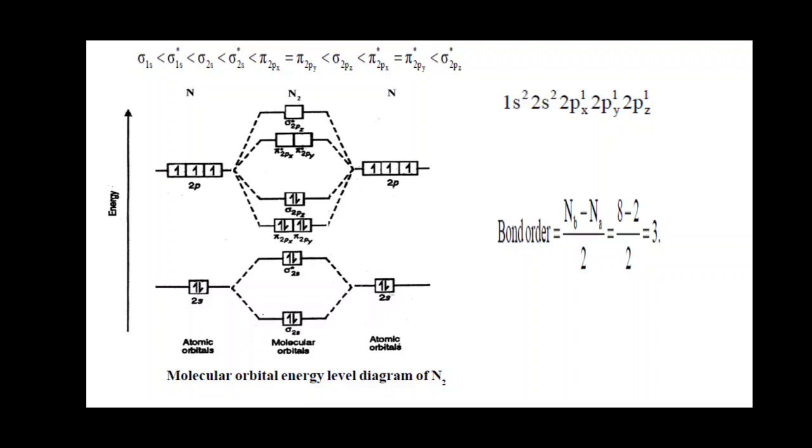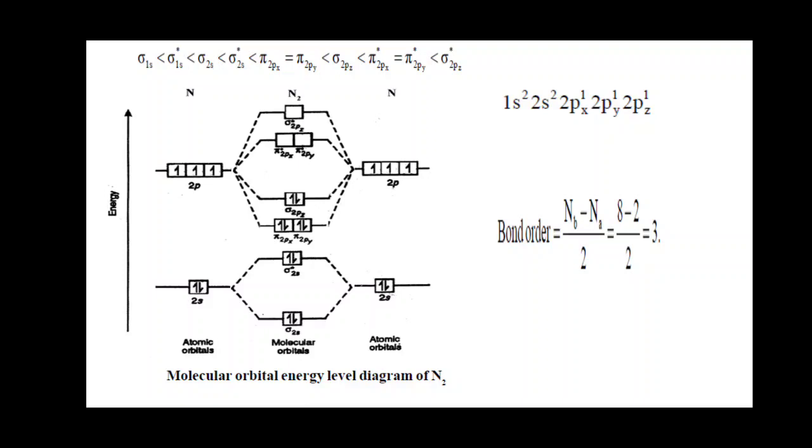So the bonding, the lowest energy molecular orbitals: sigma 2s with 2 electrons, and pi 2px, then pi 2py and sigma 2pz. So the total number of electrons is 8, 2 plus 6, 8. Then antibonding, sigma star 2s alone has 2 electrons. So 8 minus 2 divided by 2 equals 3.